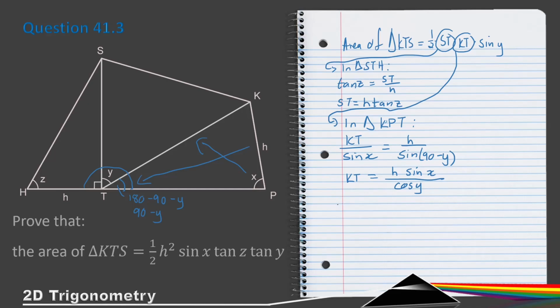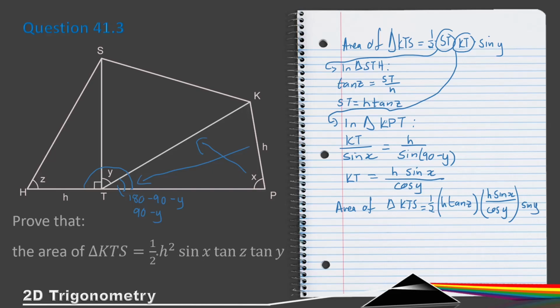So area of triangle KTS is equal to half, and then we substitute in h tan z, and we substitute in h sine x over cos y, and then we have that sine y. Let's take a peek at the final answer.